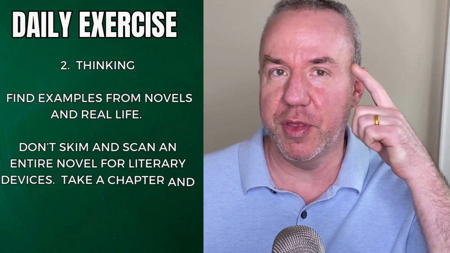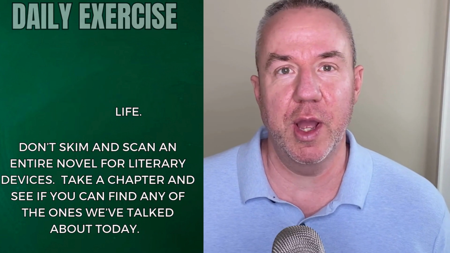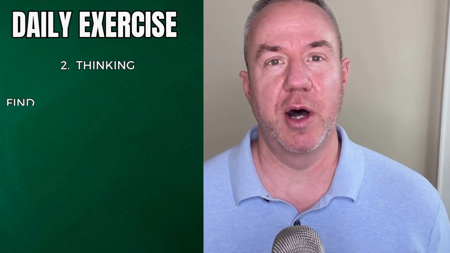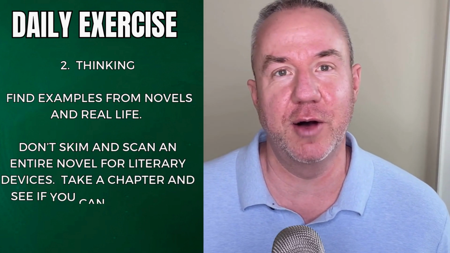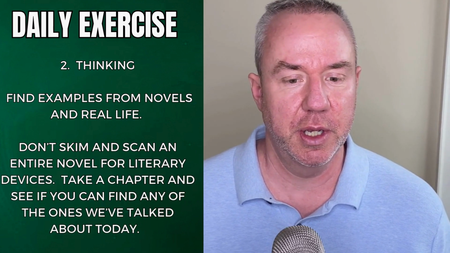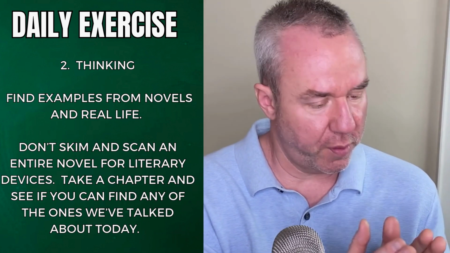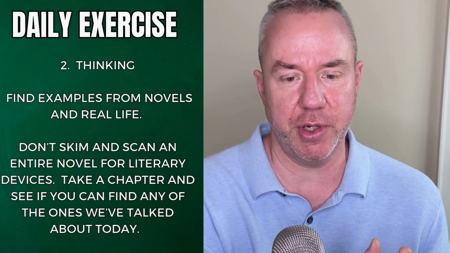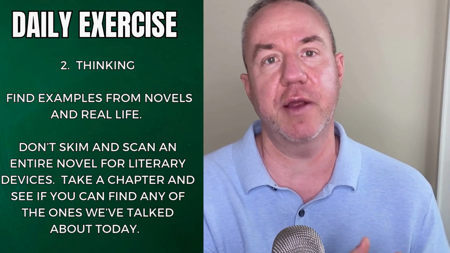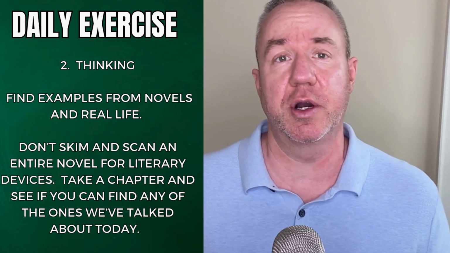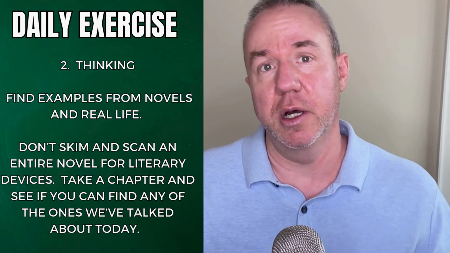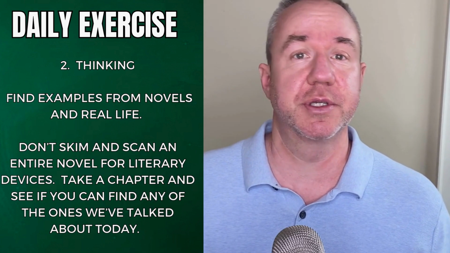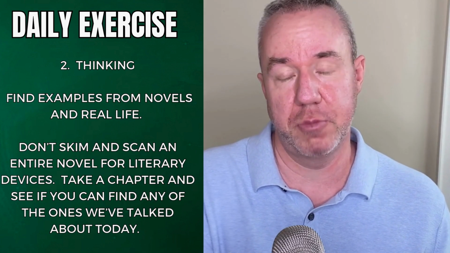Secondly, we're going to think in an analytical way. Find some examples from novels or real life. Don't skim and scan through an entire novel looking for literary devices. Just take a chapter, focus in on one particular chapter, and find any of the literary devices that we've talked about today. Metaphors, irony, allusions. Those are some big ones. Symbolism, something that represents something else.